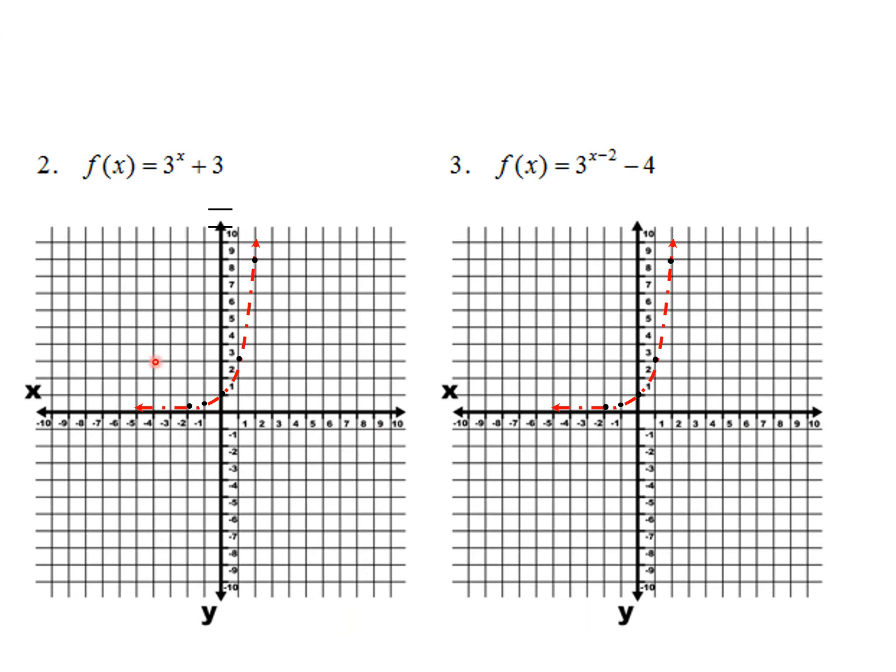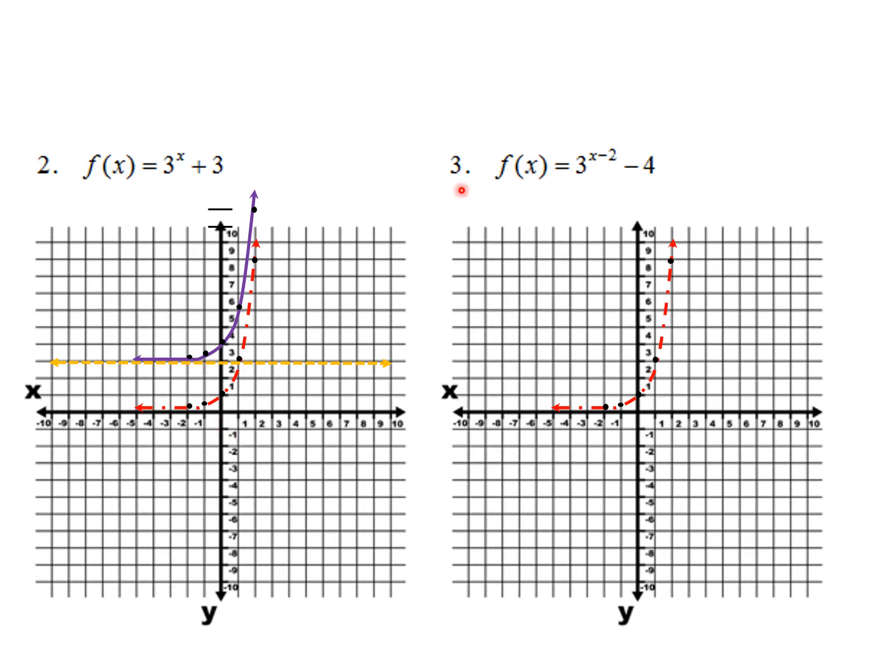Let's try a couple. This is y equals 3 to the x power plus 3. Here is our horizontal asymptote. Why is it up here? Well, because we had to actually move it up. We grab those points, moving each point up by 3, and voila, here's our new graph.